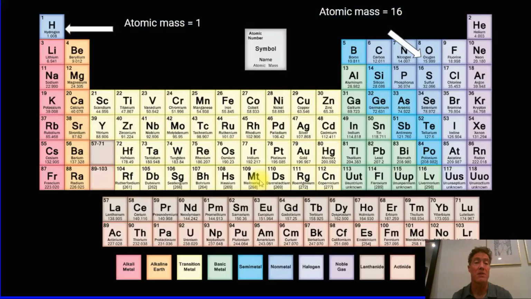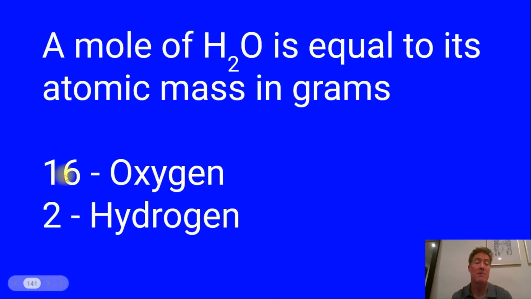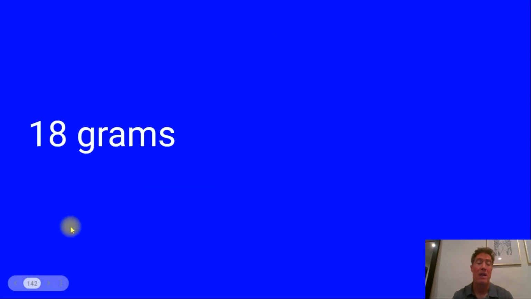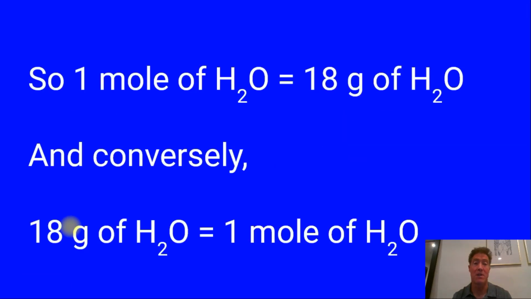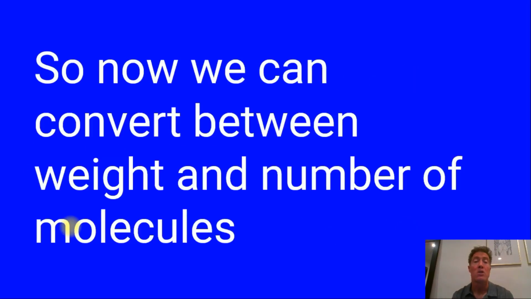So we have 1 oxygen, 2 hydrogens. We look at the atomic masses. Here's 16, here's 1. We turn it into grams: 16 grams of oxygen, 2 grams of hydrogen, for a total of 18 grams. This is called the gram molecular mass, which should be very similar to the gram atomic mass that we discussed a second ago. So a mole of H2O is 18 grams of H2O, and conversely, 18 grams of H2O is equal to a mole.